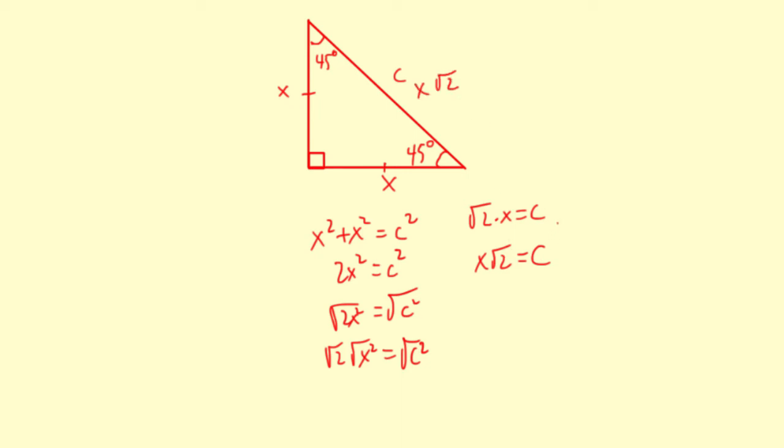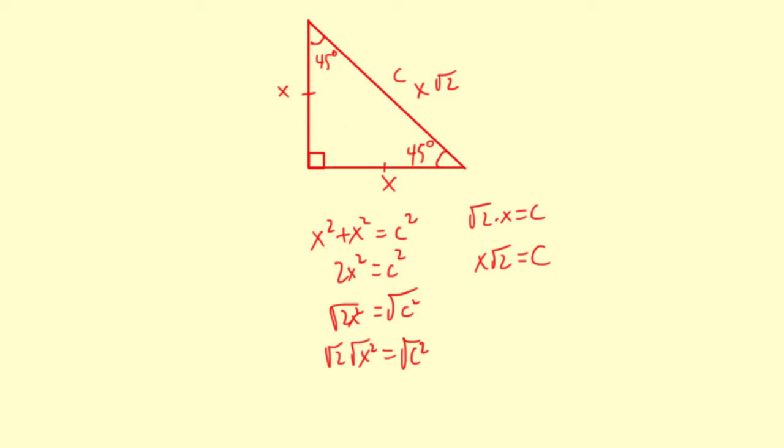So what does that mean? That means the hypotenuse is square root of 2 times the leg length for any 45, 45, 90, or isosceles right triangle. This can make solving the sides or the hypotenuse very easy given one side or the other.